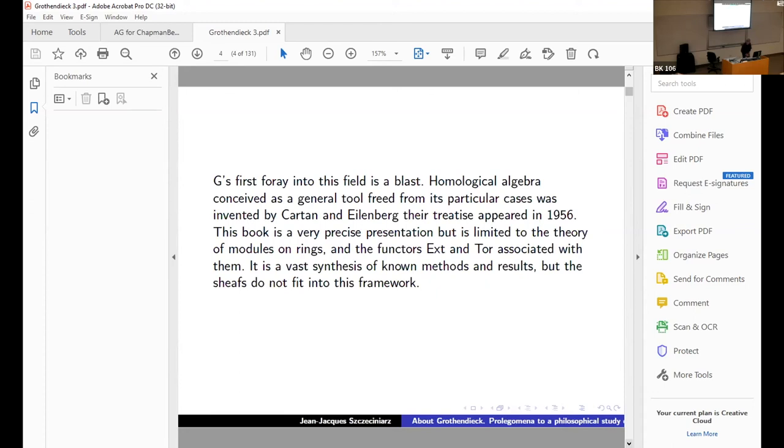Grothendieck's first foray into this field is a blast. Homological algebra, considered as a general tool free from particular cases, was invented by Cartan and Eilenberg in the treatise that appeared in this year. This book, Homological Algebra, is a very precise presentation, but is limited to the theory of modules on rings and the functors Ext and Tor associated with them. It is a vast synthesis of known methods and results, but for example, sheaves do not fit into this framework.